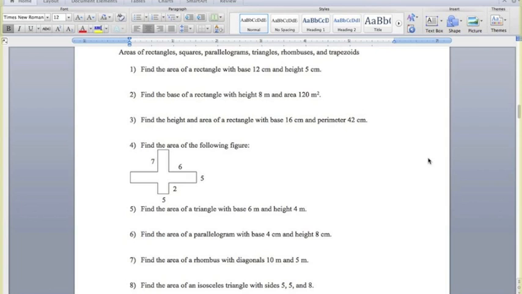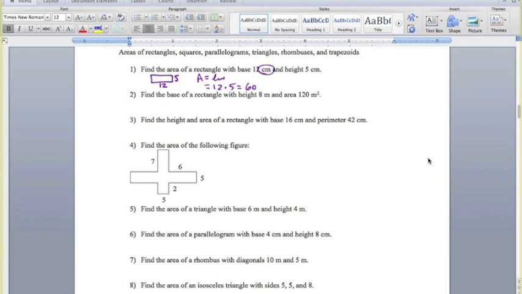Area of a rectangle. You don't have to draw pictures for all your problems, but I'm kind of a picture person. I like pictures. So I have a rectangle with a base of 12 and a height of 5, and I'm asked to find the area. The area of a rectangle is length times width or base times height or whatever letters you like, but we just multiply those two measurements together. So we would do 12 times 5, which gives 60.